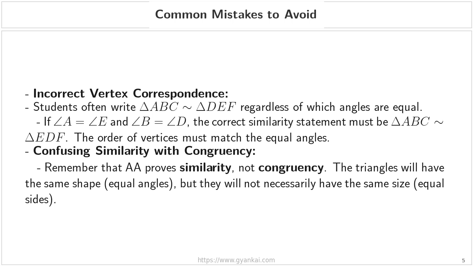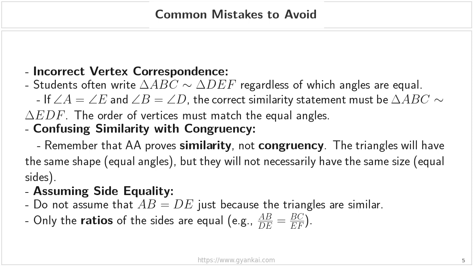Second, please be careful not to confuse similarity with congruency. In our previous lessons, we learned that congruency means two shapes are identical in both shape and size. However, as we discussed in the earlier slides, the AA criterion only proves similarity. This means the triangles will have the exact same shape because their angles are equal, but they are not necessarily the same size. One could be a much larger version of the other.